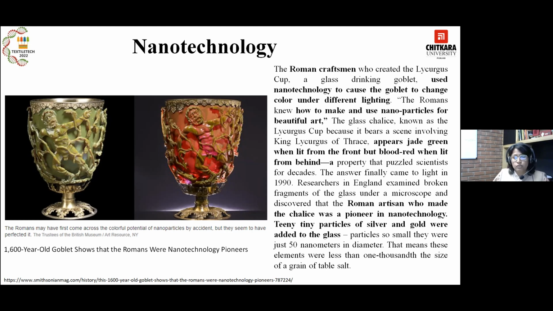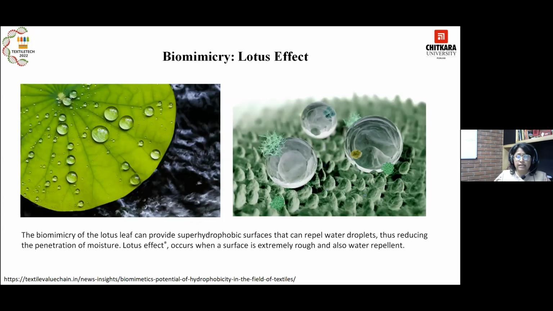So the material which was used was in nanoscale, and the craftsmen only knew how to use it as an aesthetic element. So this technology was available in earlier times also, but we are using it for, I would say, comfort and other functional purposes in the 21st century. Another technology which is being used for functional and technical textile is biomimicry. I would say the lotus effect is one of the best examples, where we can provide textile with super hydrophobic surfaces, the same effect as the lotus, which makes water droplets move out from the surface.